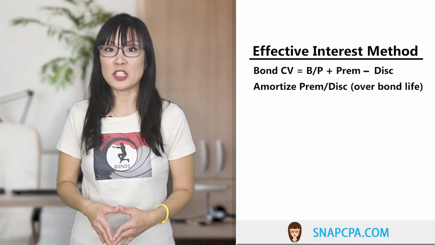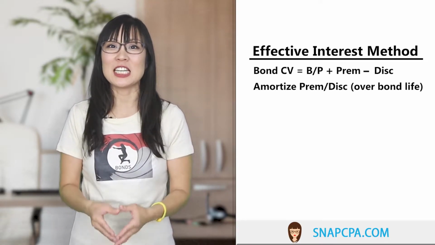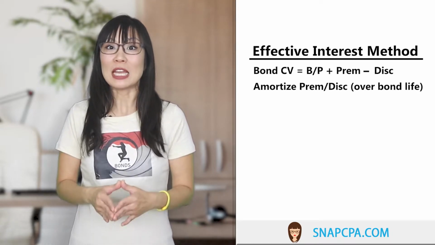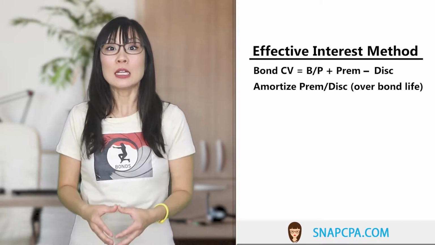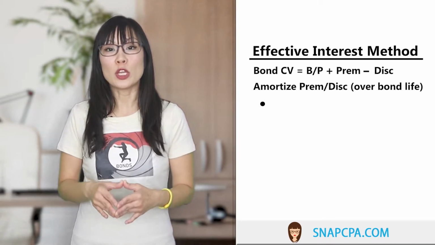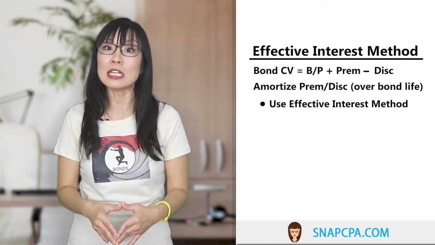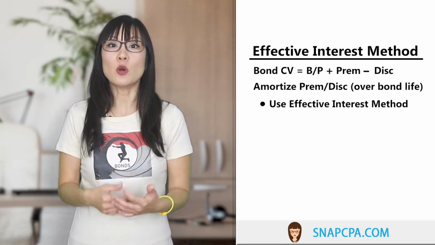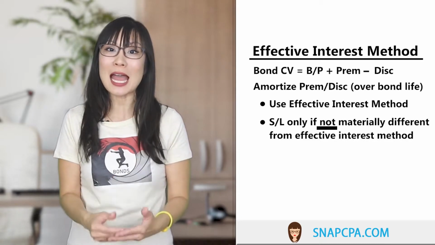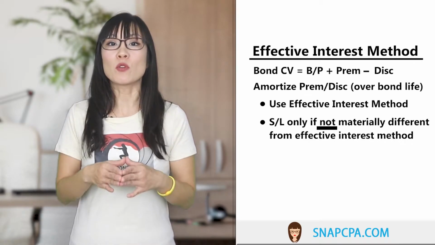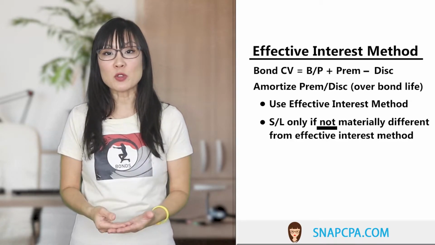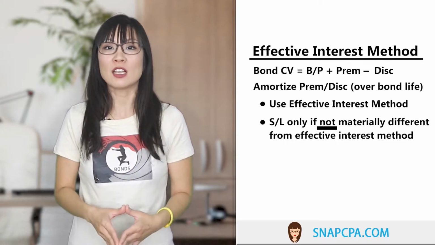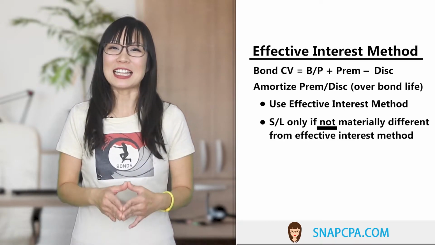Just think of it like depreciation. Each time we record depreciation, the carry value of the equipment changes. Each time we amortize the discount or premium, the carry value of the bond changes. Now, to maintain a constant rate of interest, we use the effective interest method to calculate interest expense and amortization. Note, the straight line method is only allowed to amortize the premium or discount when the results are not materially different from the effective interest method. So the effective interest method is your primary method for bonds, unless the prompt says otherwise. Let's see how this all works in action.